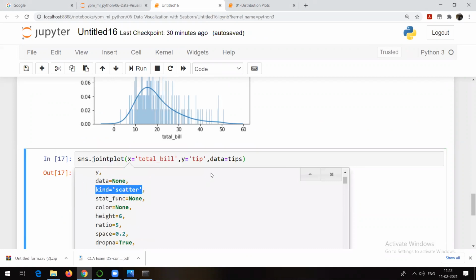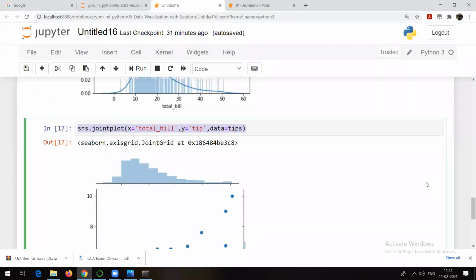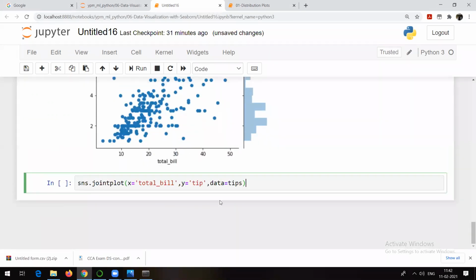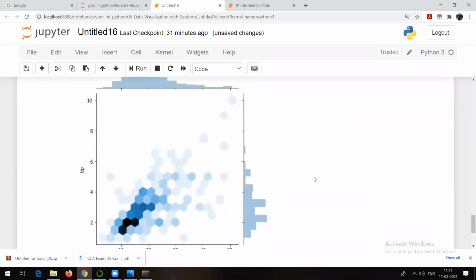But there are other options instead of scatter plot which you can make use of. For example, if I write down the same command here, data equal to tips, and use this parameter kind equal to, maybe hexagon. If I use hex and then run it, you will be able to see the same relationship.